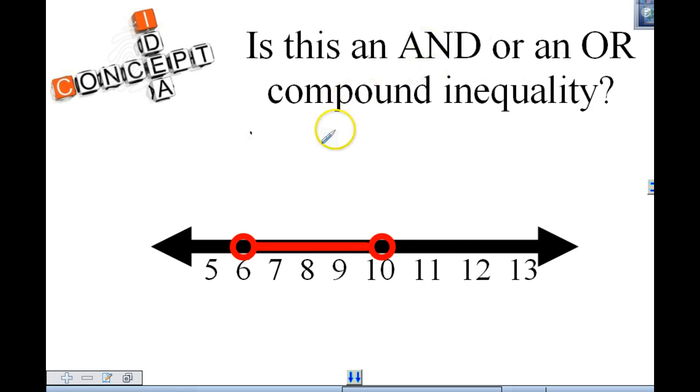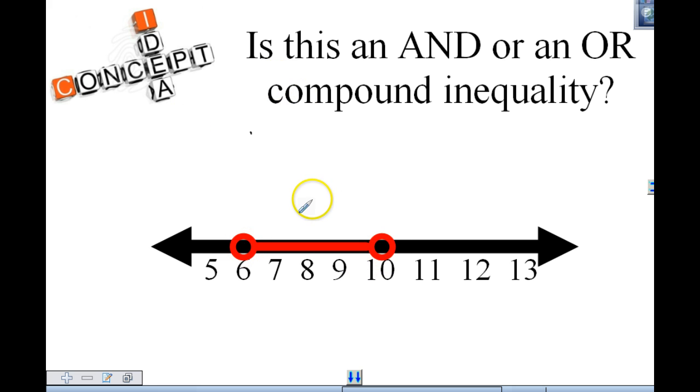We did say this is an and. What does this graph represent if you had to say it in plain English? It can be anything in between 6 and 10. Exactly. The easiest way to say what this means is that these are all numbers between 6 and 10. That's the answer. Any number between 6 and 10 works.